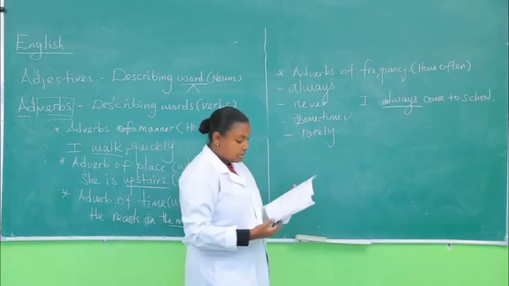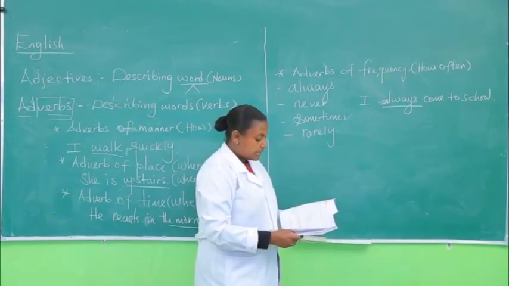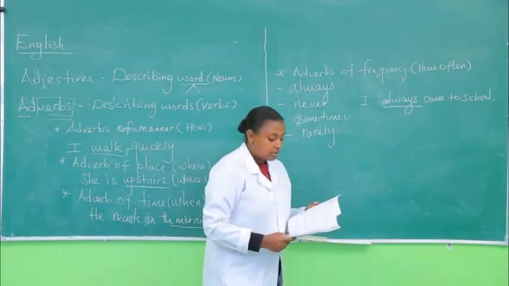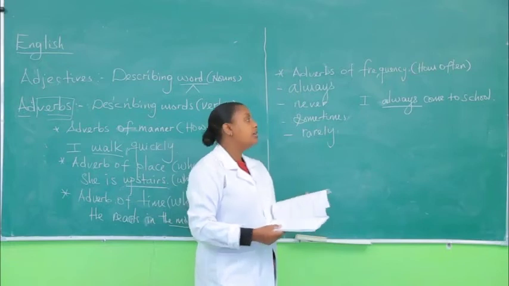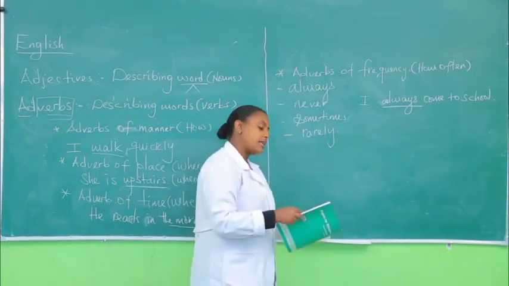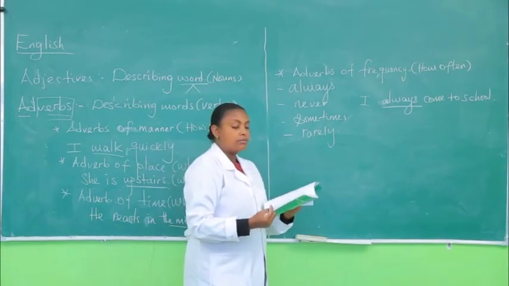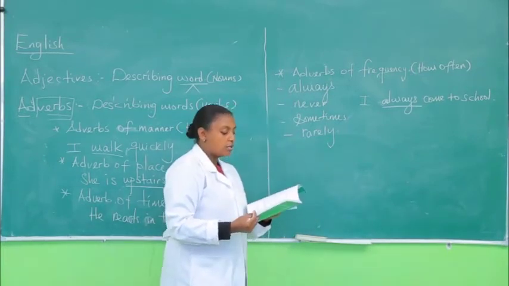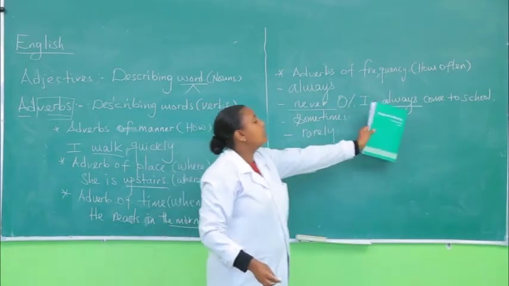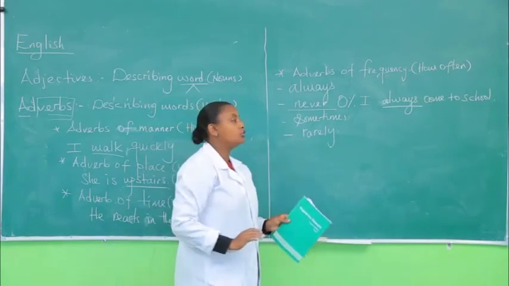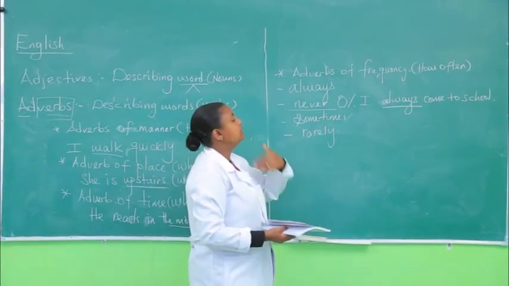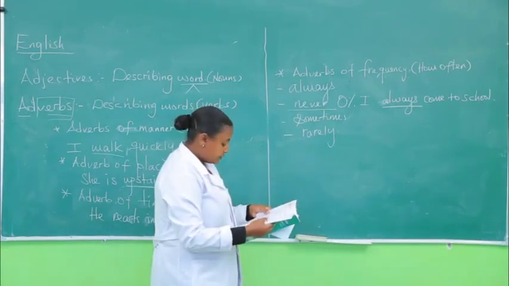This is 100%. In your textbook, it gives a percentage. For example, always means 100%. Then usually means 80%. If you say I usually come to school, it means there are times that you are not in school. So it has 80%. Often is 60%. Sometimes is 40%, rarely 20%, and never means almost 0%. I never come to school means you are always absent, you will not be in school. So, adverbs of frequency tell us how often the action is repeated. So, this is adverbs of frequency.